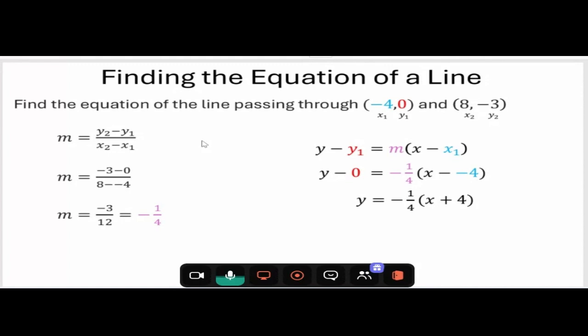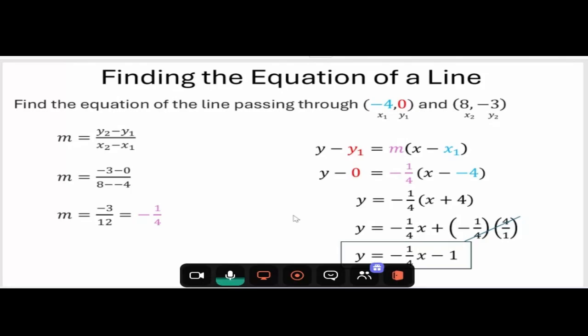x minus -4 becomes x plus 4 before you multiply. Now multiply the -1/4 through the bracket. -1/4 times x, we just leave it like that. -1/4 times 4, well, that's -1/4 times 4 over 1, and the 4's cancel out. Again, that worked out well for us. So we have -1 over 1, -1. So y equals -1/4 x minus 1 is the equation of the line that passes through those 2 points.